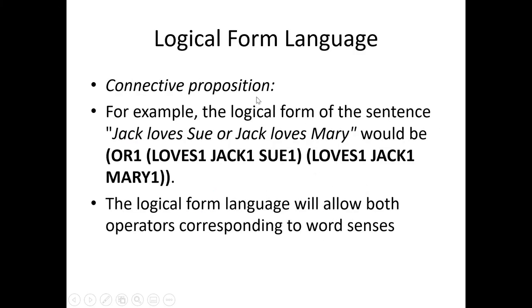There are also connective propositions available. Let's say we are saying Jack loves Sue or Jack loves Mary. That could be represented with this form, where we have loves1 Jack1 Sue1, loves1 Jack1 Mary1, and you have either-or possible. So we have written it with an or connective to show the logical form of the sentence.